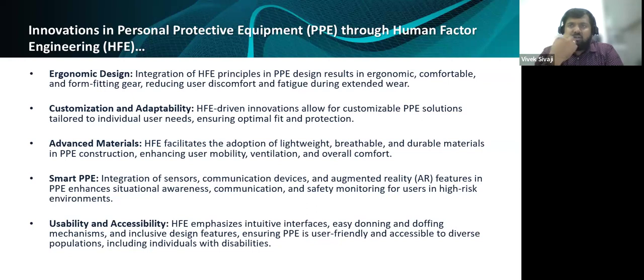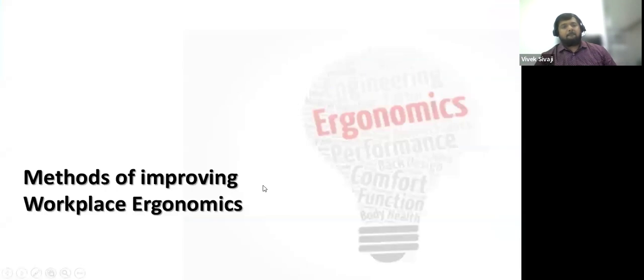And the ergonomic design, form-fitting gear. Let us say we are talking about a full face mask, EN 141 compliant, right? But without a form-fitting rubberized seal, it's of no use. There will be gaps that are going to allow the gases and dust and other atmospheric threats to penetrate. And at the end of the day, usability and accessibility. We need these kinds of HFE-designed PPEs to be made available to the employees, so that they can do their work in the safest possible way.